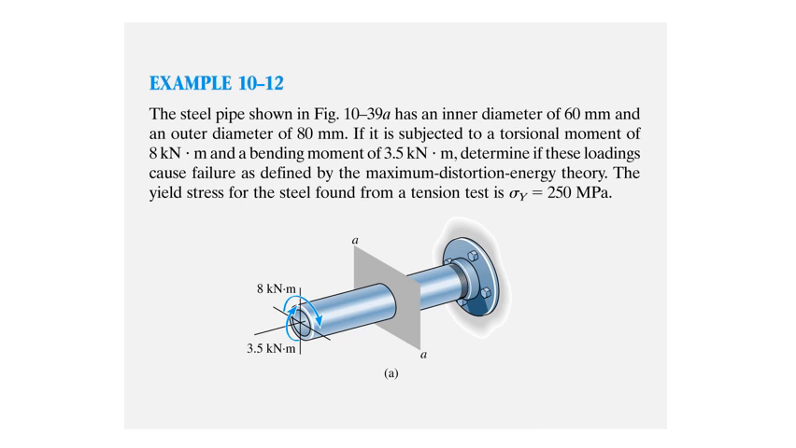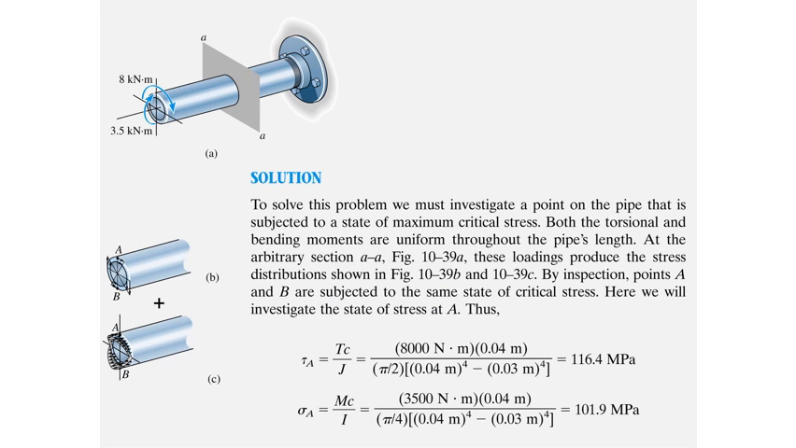The yield stress given is 250 megapascal. In this case, we need to find the critical location. So we have two conditions: one is torsion, the other is bending. This is due to torsion and this is due to bending. Due to torsion, the maximum shear stress occurs on the outer surface of the tube.